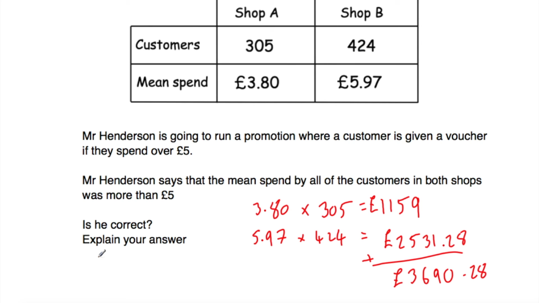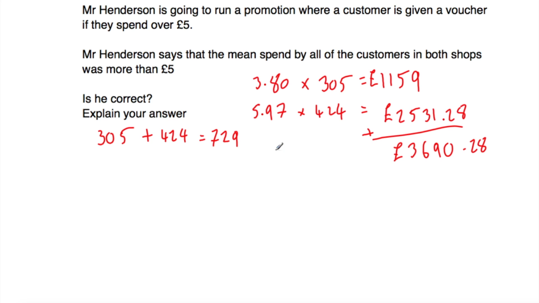So if we take the 305 customers in shop A, and we add the 424 customers in shop B, that'll tell us how many customers there are all together. And that's going to be equal to 729. So that's fantastic. We know how much money was spent in total. We know how many customers there were.